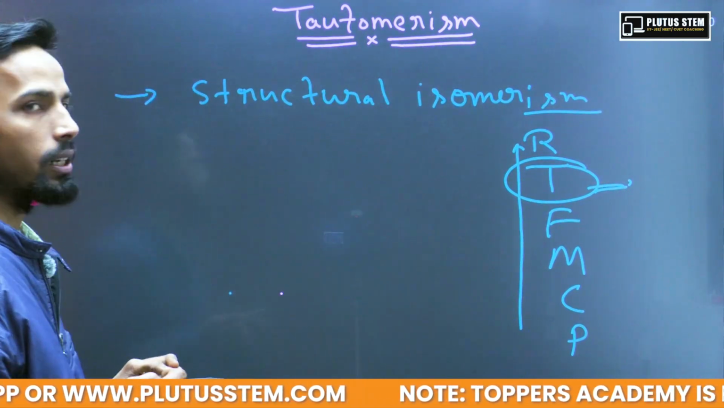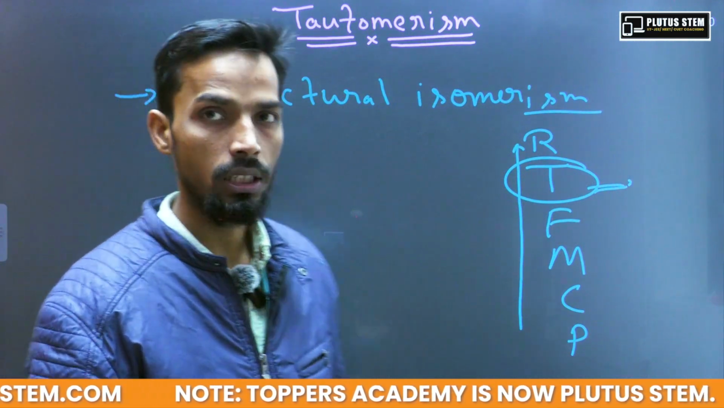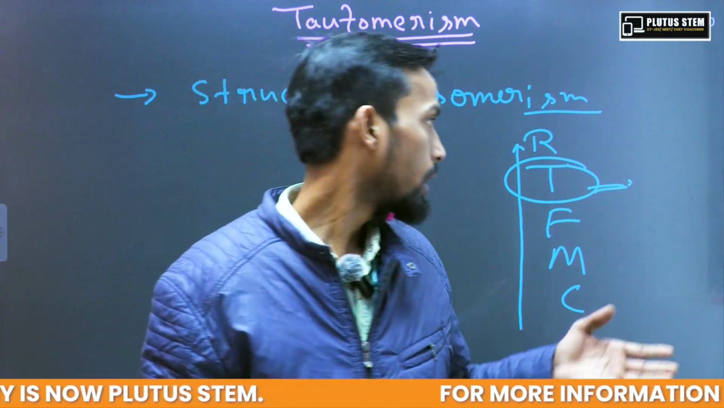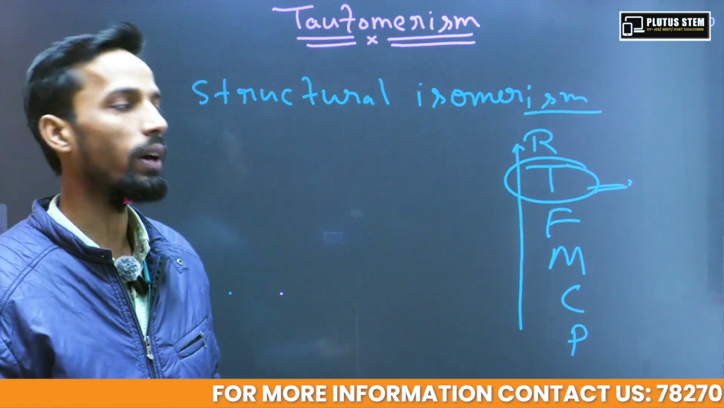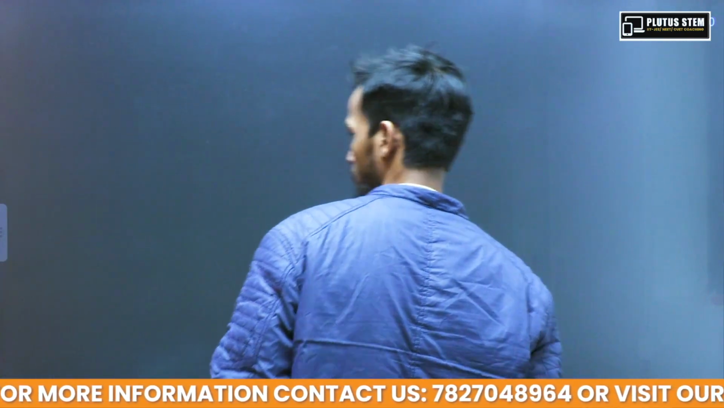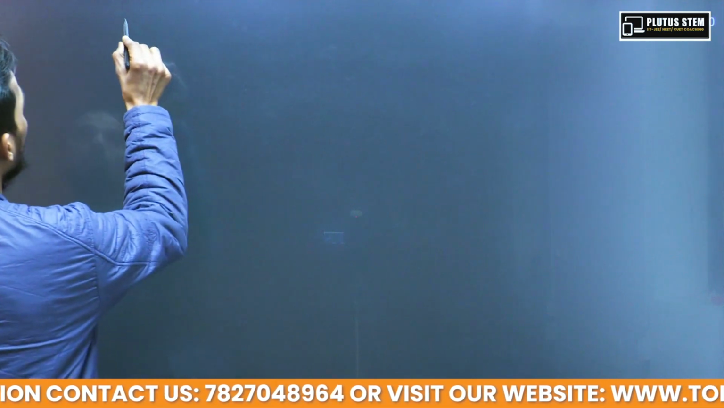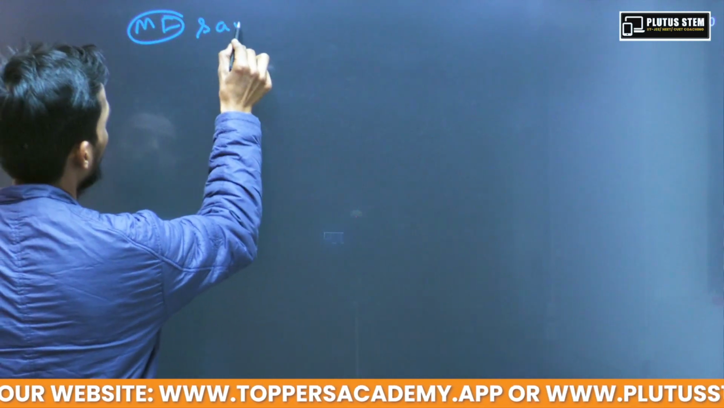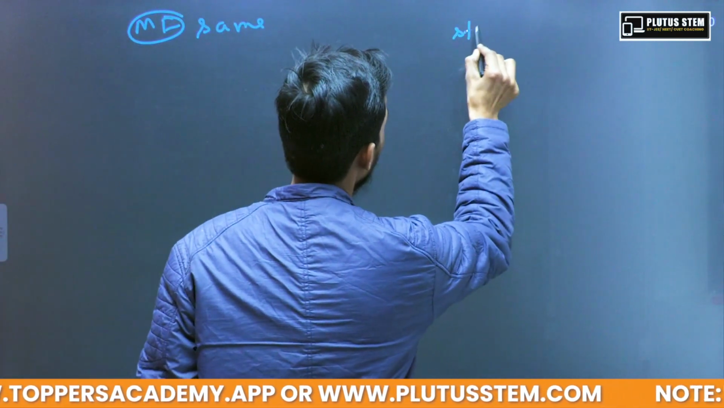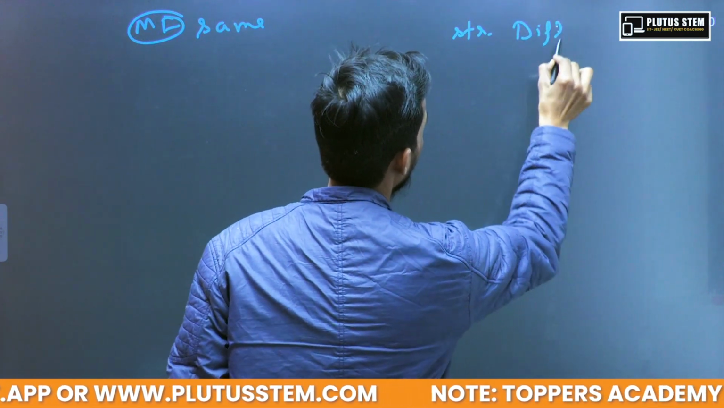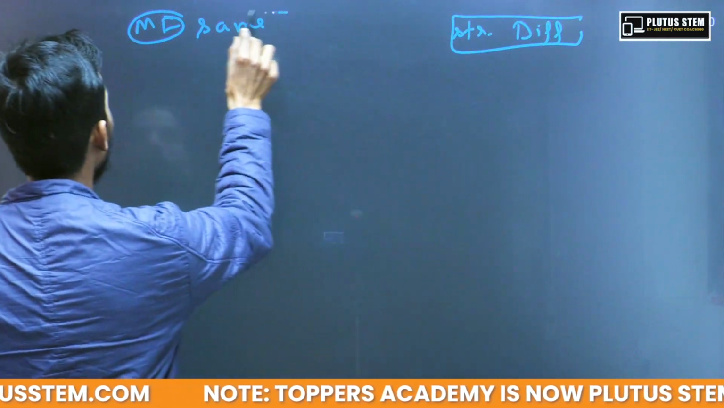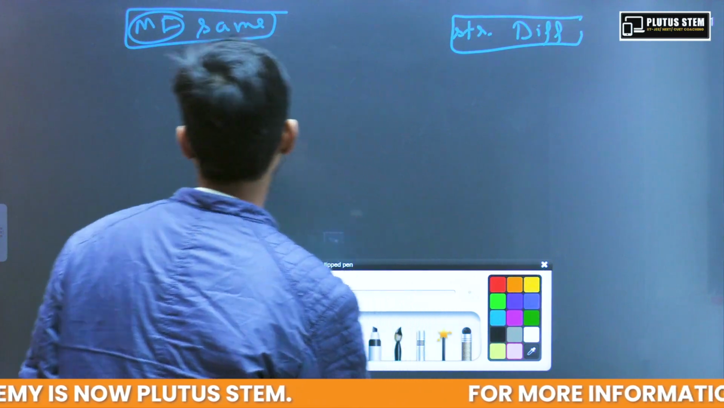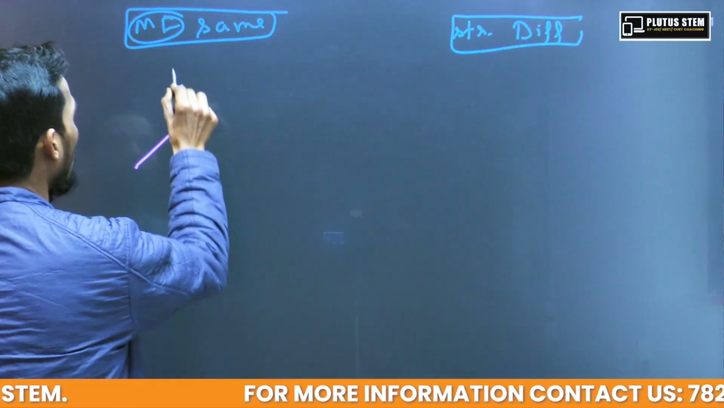So what is the special thing about this isomerism? All the isomerism which we have studied in structural, like chain and position, we were having two different molecules. They had the same molecular formula and different structural formula. These were two different molecules. But here we will see there is a single compound.